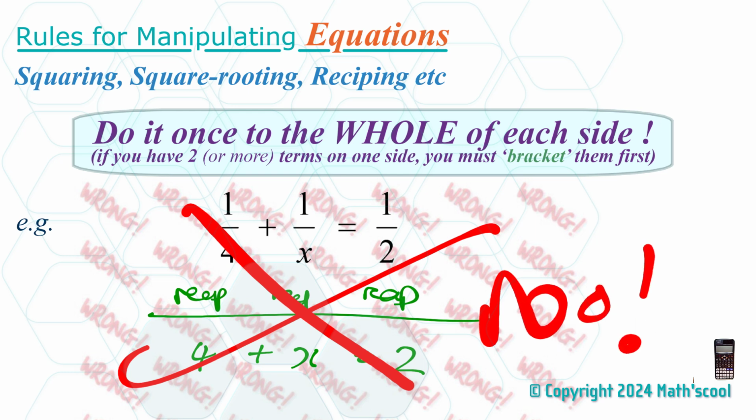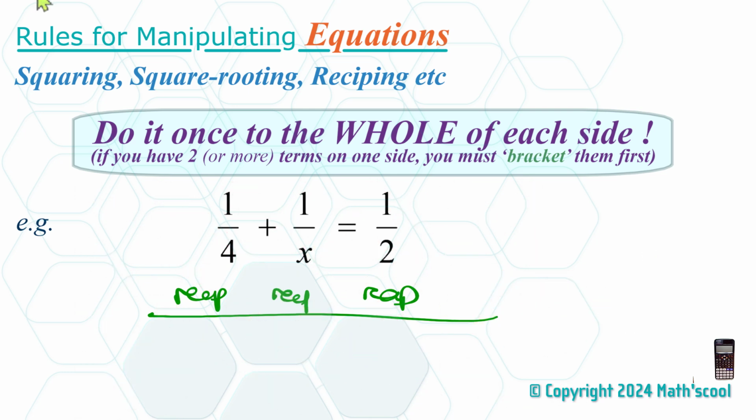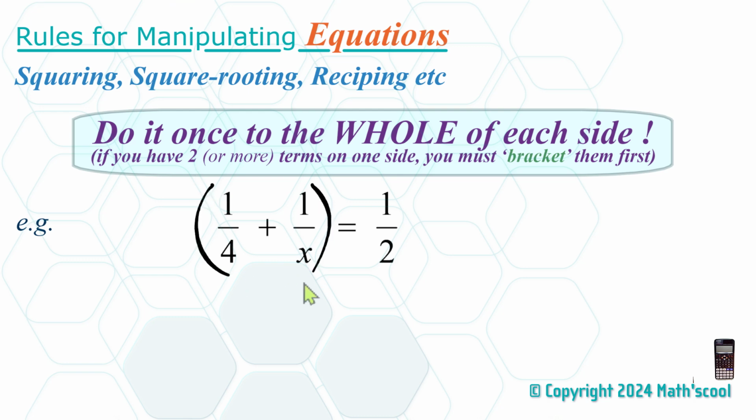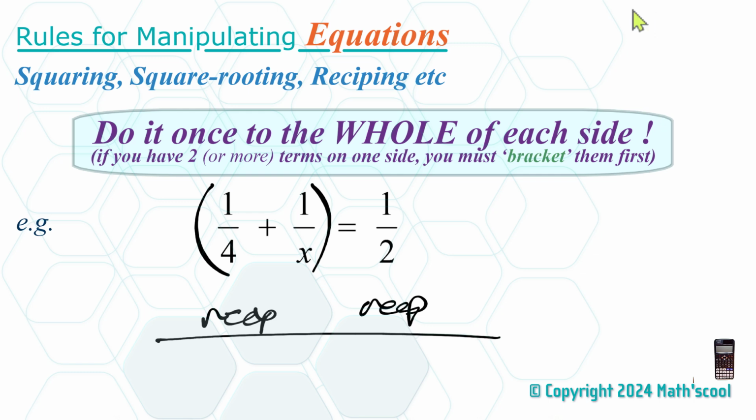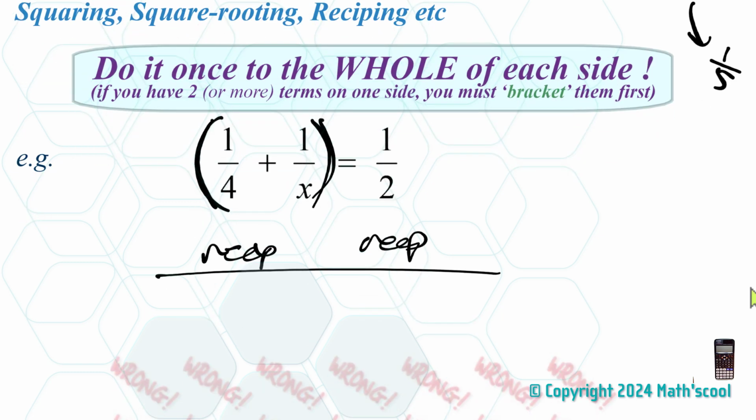If you do want to recip that equation, then really the only way to do it is by bracketing these two terms first, so they just become a single term. And now you can recip that term and recip that term. Now if you want to recip just a number like 5, you're going to end up with 1 over 5, because it's really 5 over 1. So when you recip it becomes 1 over 5. And these are crushed together as a single number.